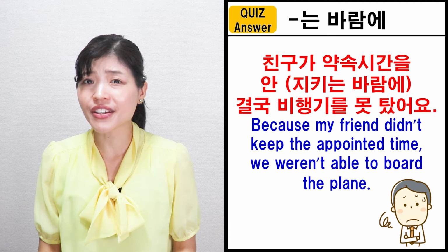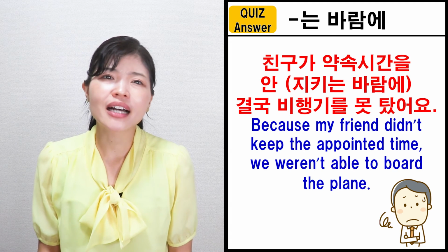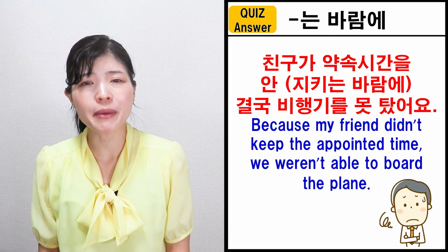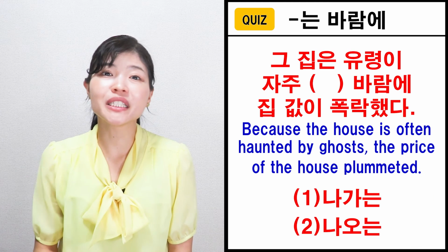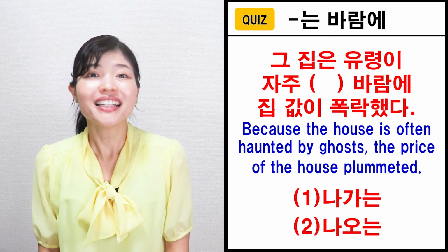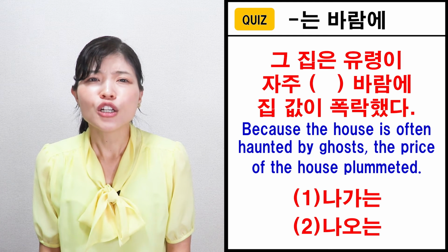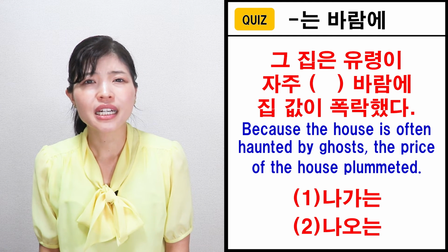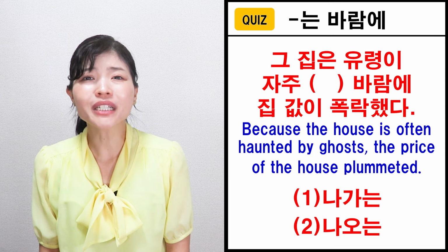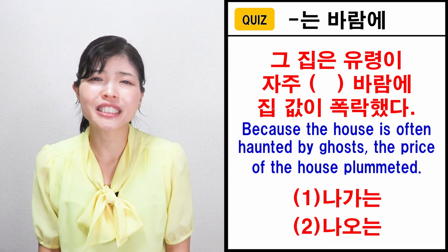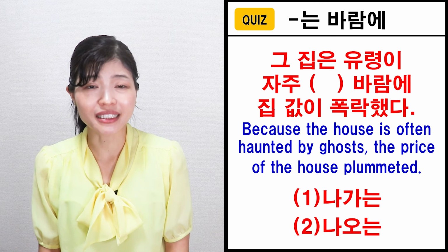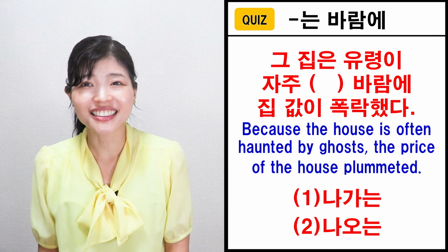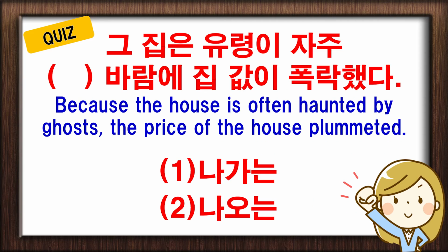Now, let's read it together in a half. 친구가 약속 시간을 안 지키는 바람에 결국 비행기를 못 탔어요. It's terrible when something like this happens. The next quiz is another scary example. Let's take a look. 그 집은 유령이 자주 바람에 집값이 폭락했다. Because the house is often haunted by ghosts, the price of the house plummeted. Number 1, 나가는. Number 2, 나오는.